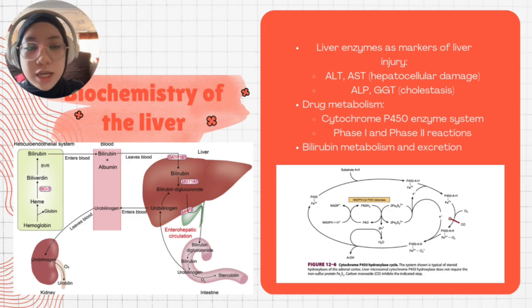The liver enzymes such as ALT and AST are also involved and are released into the bloodstream when hepatocytes are damaged, while ALP and GGT indicate bile duct obstruction. And these enzymes are essential as diagnostic markers in clinical practice. The liver also plays a crucial role in bilirubin metabolism. So unconjugated bilirubin from red blood cell breakdown is taken up by hepatocytes, and it is then conjugated and excreted into bile. Disruption of this process would lead to jaundice, which is a common sign of liver disease.